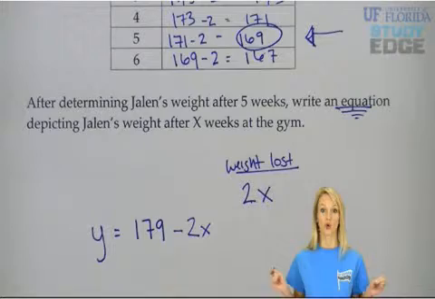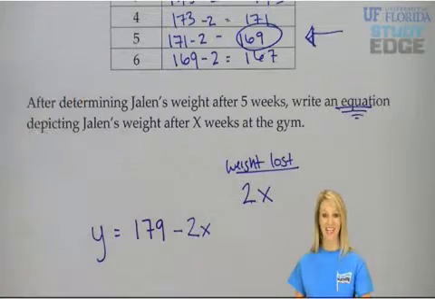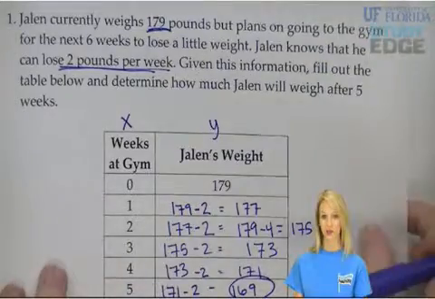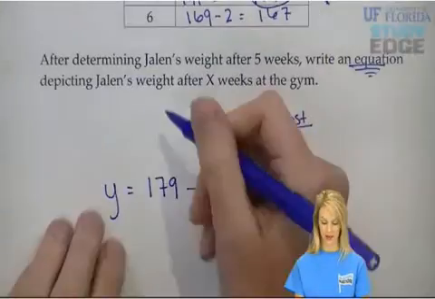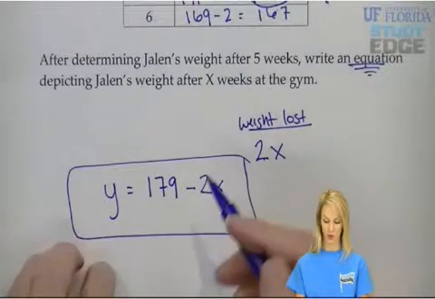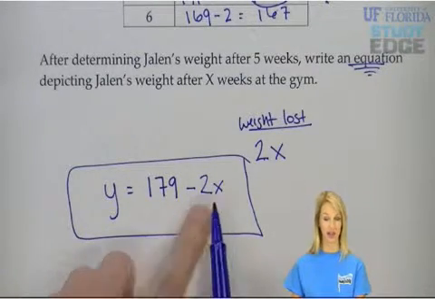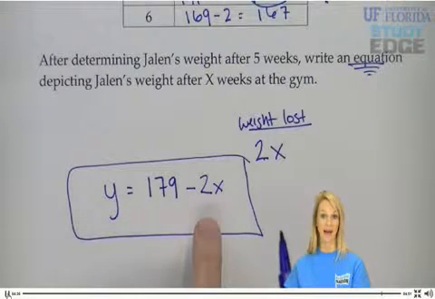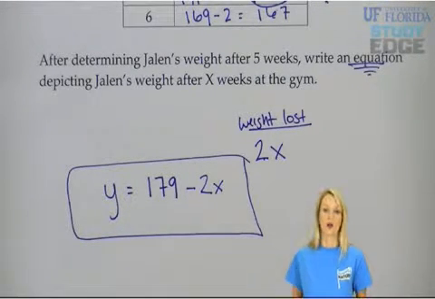Guess what, guys? We just wrote an equation that represents that table. It represents the situation that was given to us at the beginning of the problem. All of that comes back to Y equals 179 minus 2x. Jalen's weight is found by taking his starting weight minus the amount of weight that he loses while he's working out.